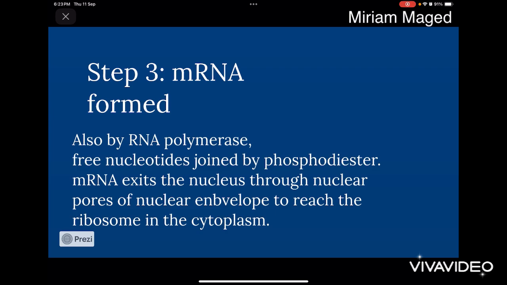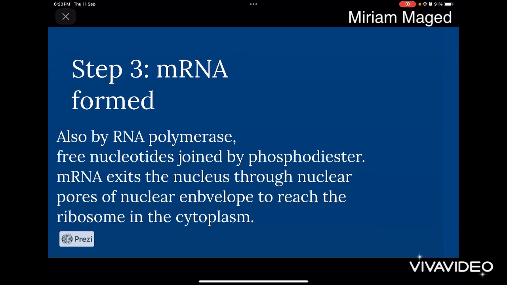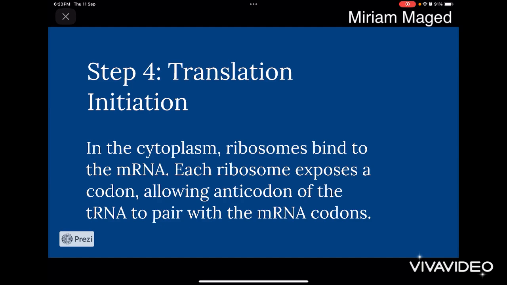Then the mRNA exits the nucleus through the nuclear pores in the nuclear envelope to reach the ribosomes in the cytoplasm. Then translation begins, where ribosomes bind to the mRNA. tRNA anticodon. tRNA is made of 2 parts, anticodon and the site of attachment that is specific to a specific amino acid. So the anticodon pairs up with the codon on the mRNA according to the complementary base pairing rule.